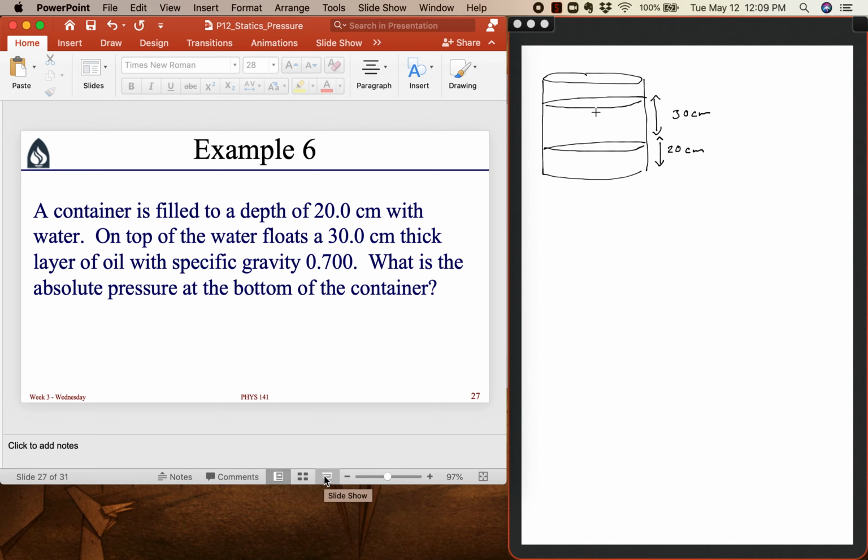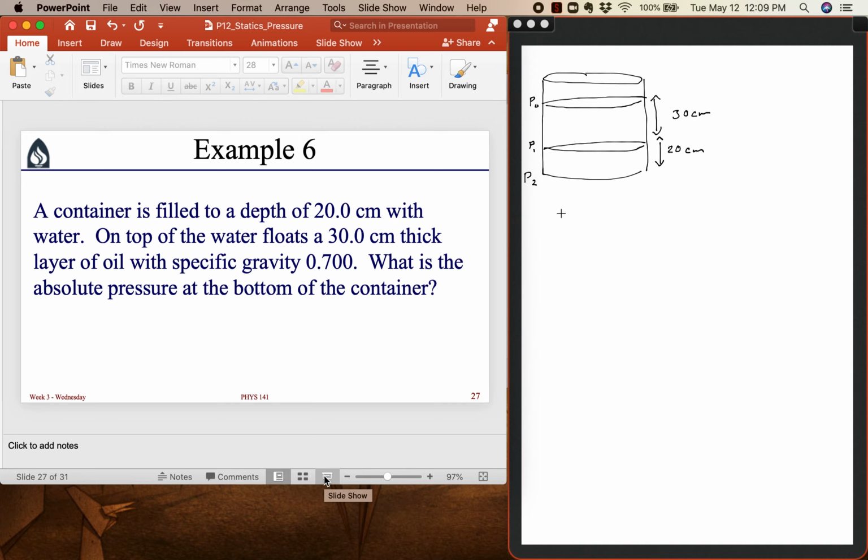At the surface of the oil, we know that here we have atmospheric pressure because there's only atmosphere above the surface of the oil. Then at the bottom of the oil, I'll call that P1, the pressure at the oil-water interface. And then what we want to know is P2, the pressure at the bottom of the water. So we'll tackle this in steps. First off, let's find the pressure at the bottom of the oil.